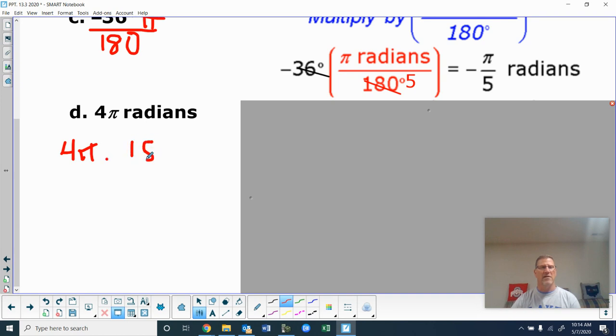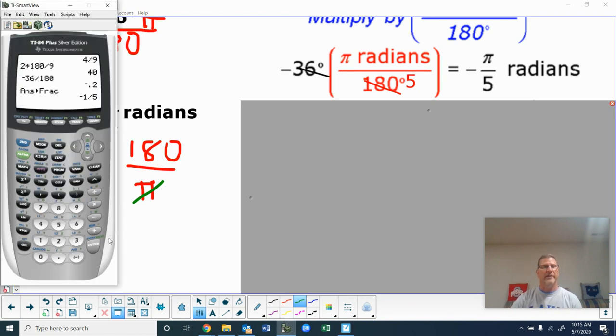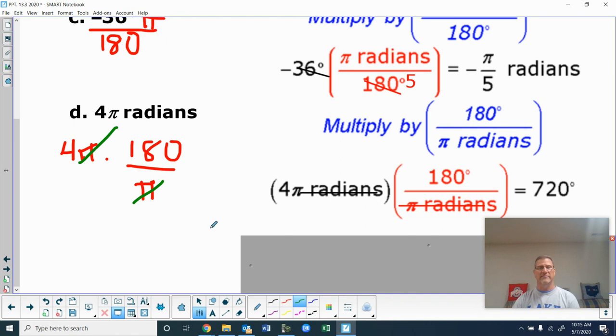Times 180 over pi. So our pi's cancel. And this we go 4 times 180. And our calculator, again, simple. You can do it, no problem. So that's 720, which would be two times around, right? Twice 360. And that makes sense. 2 pi is 1 around, so 4 pi would be twice around. Okay, so that's changing from degrees to radians and radians to degrees. Simple, you can do it, no problem.